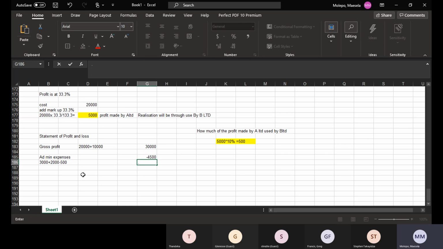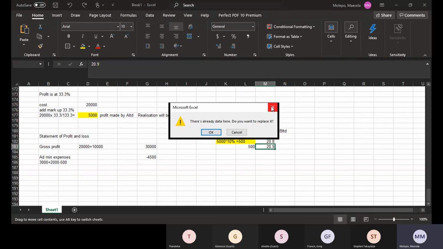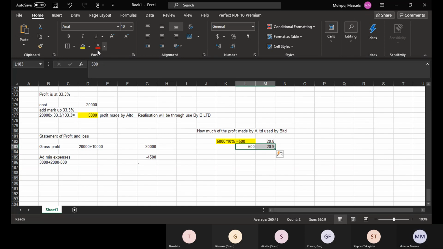Then we account for the following expenses, which is depreciation of the 3,000 plus the 2,000 minus the 500, because the 500 was realized. This is the 500 on the current year. So here it will be the 500 for 2008 and the 500 again for 2009. So this 500, the one we are deducting, is for the current year. We are focusing on the one for the current year. So this 500 here is based on the current year.